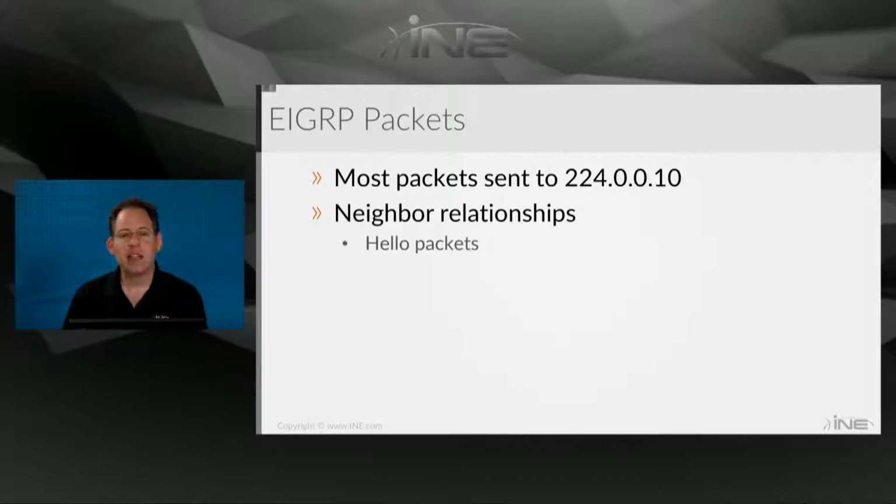EIGRP has packets called hello packets, which, like it says, are used to build brand new neighbor relationships and maintain neighbor relationships. So you're not going to send me any of your routes until you and I exchange some hello packets. Within those hello packets, there are some parameters that need to match before we can become neighbors. Once we're neighbors, then we can exchange routes. After that point in time, we will continue to exchange hellos periodically just to make sure that we're still alive, that we're still friends.